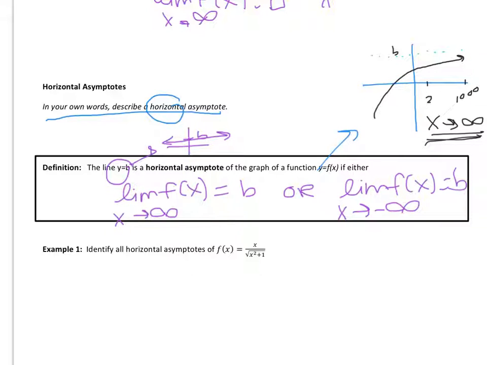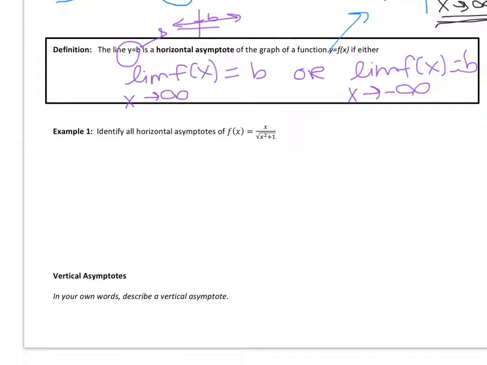And that's what this is saying. No matter how big of an x you have, you're never going to pass b, or the opposite. No matter how small of an x you have, no matter how close to negative infinity you're getting, you're never going to pass b either. So that's the idea of these two definitions. So let's use both of these definitions to identify the horizontal asymptote of this function here. And this is where math rules get a little wonky. So let's look at this problem together.